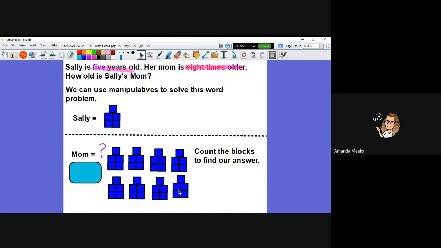1, 2, 3, 4, 5, 6, 7, 8. Okay, if you notice, each of these groups has 5, because remember, 1, 2, 3, 4, 5 represent Sally. So down here, each of the groups of 5 represent how much older mom is. Okay? And we know that we just put 8 groups of 5 to determine mom's age.